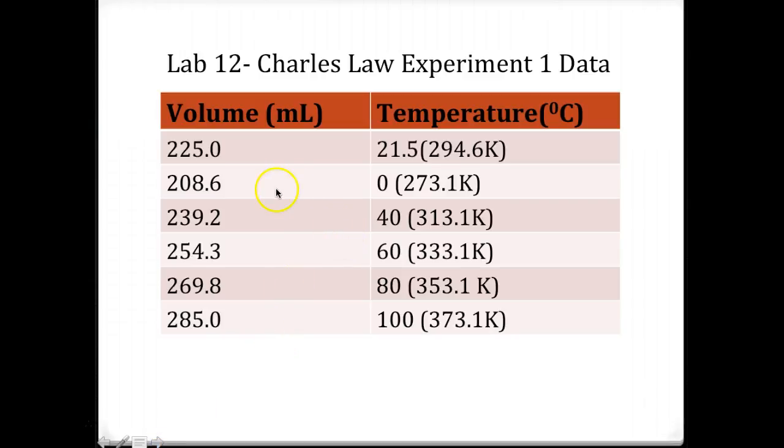So the data for experiment 1 is, as you can see here. All right, so you can see that this data point should have been here rather than here. As the volume increases, you can also see that the temperature is gradually increasing, going from 273 to 373, 100 degrees centigrade, and the volume is steadily rising from 208 to 285.